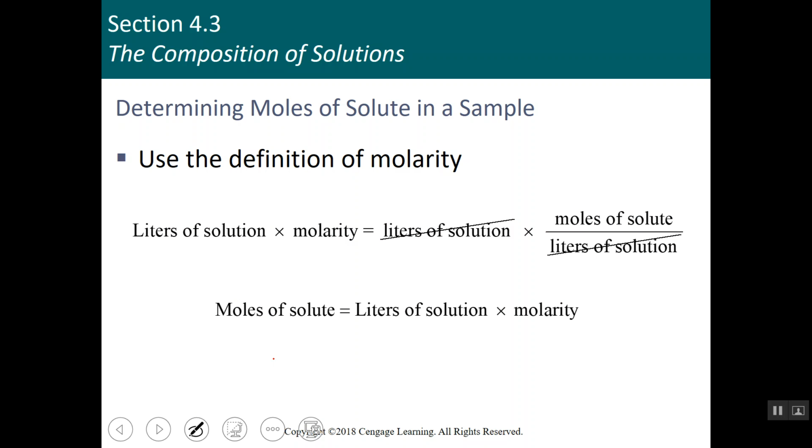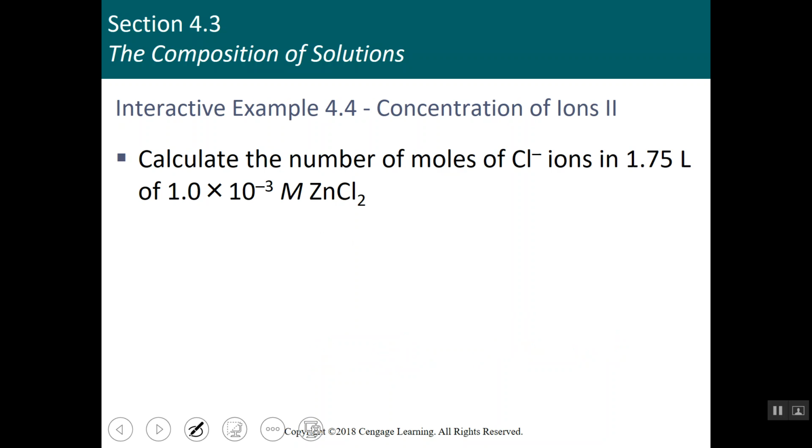We can also manipulate the molarity equation. Molarity is moles of solute over liters of solution. If we manipulate that, we get that the moles of solute is equal to the liters of solution times the molarity. So basically, molarity is moles over volume, and we just took molarity times volume, and that gave us moles.